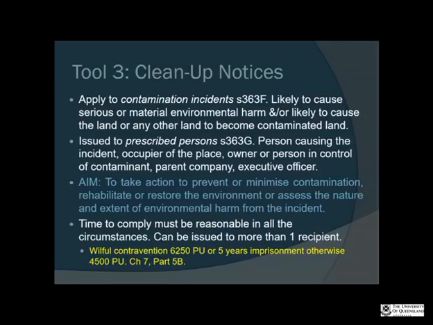What's the aim of this? The aim is to take action to prevent or minimize contamination. We want to see these sites rehabilitated, restored, or it may simply be a case of assessing the nature and the extent of the environmental harm that's happened from the contamination incident. One of the things that the legislation says is the time to comply must be reasonable in the circumstances. But also, as I pointed out, they can issue it to more than one person. So it can be issued to multiple people at the same time if they feel that's the most efficient way of getting action.